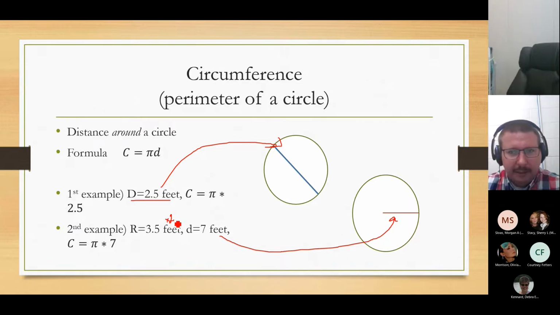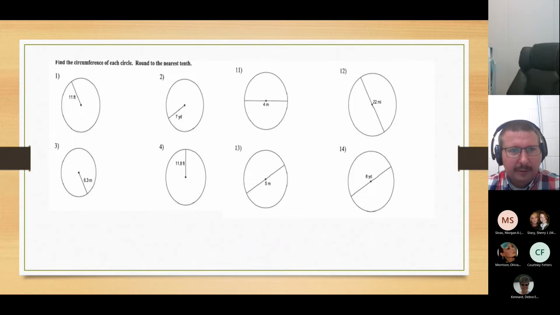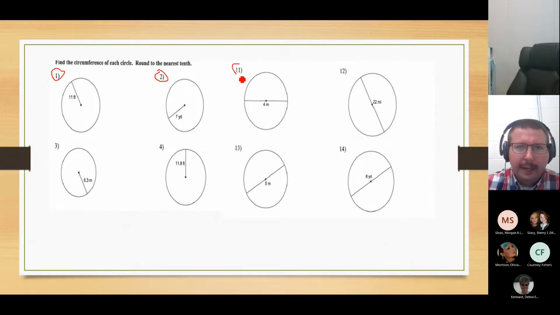Okay, so let's do some examples. I don't want you to do them all just for time's sake. Let's just do 1, 2, 11, and 12. Don't do the bottom ones.